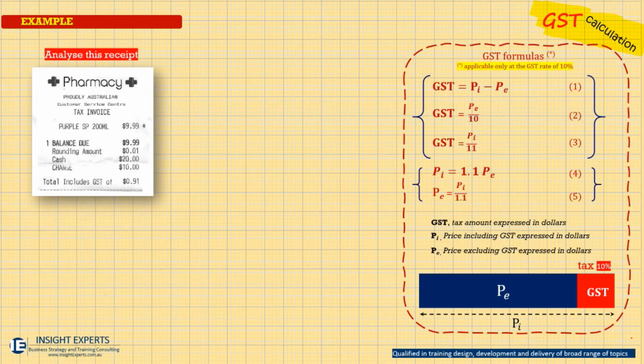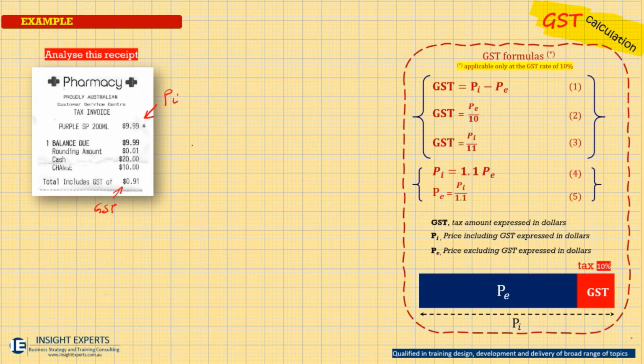Now, here's an example from a pharmacy product bought by a customer. They paid in total $9.99 being the price after tax. And part of that is 91 cents being the GST amount. Yes, we can calculate the GST amount using formula number 3, but I'm going to look at it from a different perspective here.